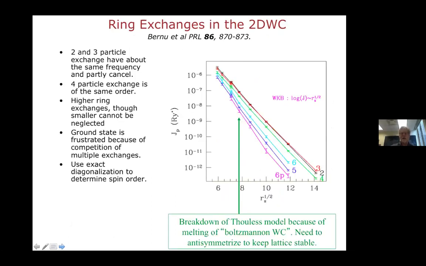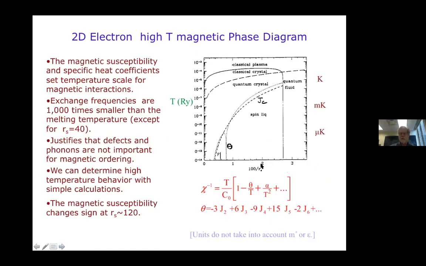Now, in terms of the ring exchanges, we again did these 2, 3, 4, 5, up to 6 particle exchanges, and we found the frequency of them. This is now in terms of Rydbergs, and this is the region where we feel like maybe the Thouless model is breaking down because of the melting of the Wigner crystal. One of the differences of the Coulomb interaction from a hard sphere interaction is that the paths can get a lot closer together. The pair correlations look similar, but they're not exactly the same, and this causes some important differences in which exchanges are important. And so we came up with this phase diagram.